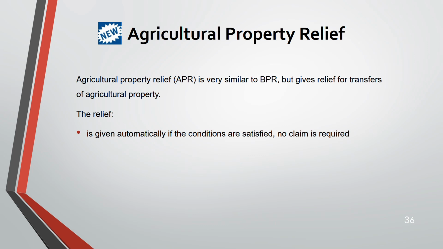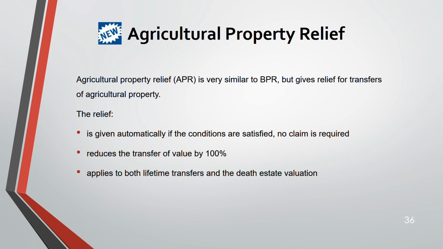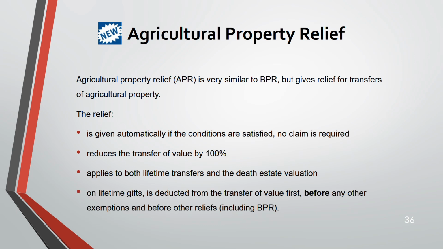So the relief, again, is automatic. If conditions are satisfied, no claim required. It reduces the transfer of value by 100%. See, there is no 50-100 like BPR. APR is either 100%, or no APR. This also applies to both lifetime and death estate. And on lifetime gifts, APR is deducted from the transfer of value first before any other exemptions and reliefs, including BPR.